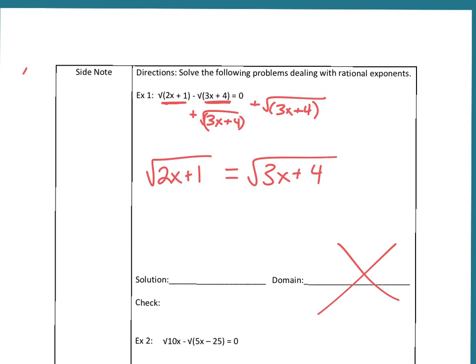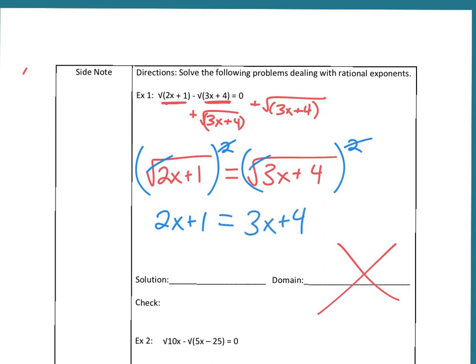So what are my indexes on both of these? They're just 2. How do I cancel out a square root? Square it. When I do that, the square and this sign cancel to give me just 2x plus 1 equals 3x plus 4. Then you just solve it.